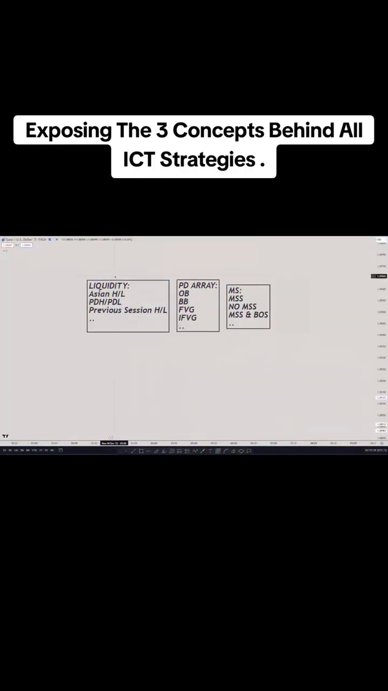Now, as we said, liquidity, PD array, and market structure, those are the three things that you need to implement into your trading plan. So let's say that we have the Asian high, previous day high and low, previous session high and low, and previous week high and low, and all of the liquidity levels that you're aware of and you can use in a mechanical way, as well as the PD array. So the ones that I suggest using are order block, breaker block, fair value gap, and inverse fair value gap. Those are my main ones. And then market structure, you can wait for a market structure shift or no market structure shift, or market structure shift and breaker structure. So any of those trading plans, and I'll show you how you can create your trading plan. But any of those plans with the alignment of the higher time frame, that's all you need.